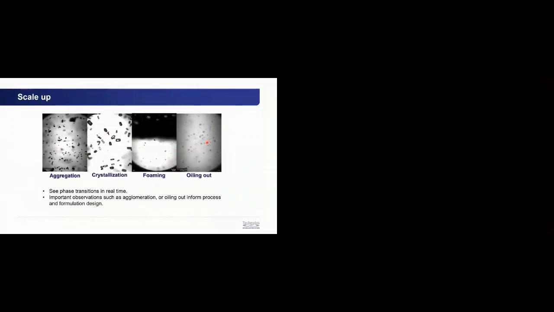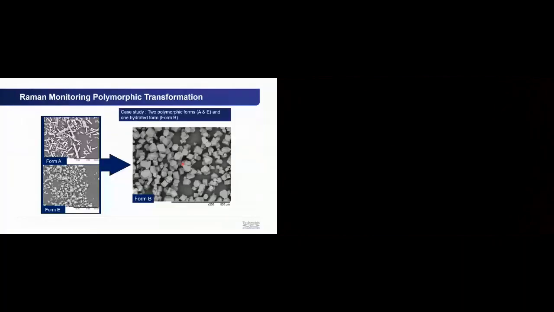Another one, again using our Crystalline, we're able to integrate Raman. And this is being able to track the formation of different forms. So in this case, they have form A and form E, and they were forming form B. They wanted to understand why this was being formed, or what controls this hydrated form B, when did this start to appear? And the principle is the same for co-crystals. If a co-crystal has a unique Raman spectrum or peak, you're able to track that in real time.